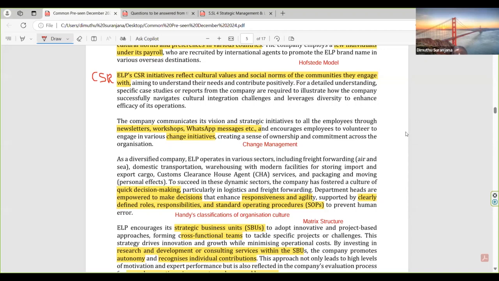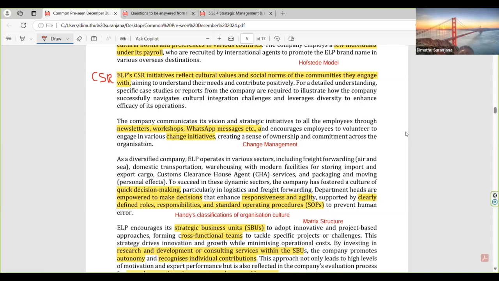Right. The company communicates its vision and strategic initiatives to all the employees through newsletters, workshops, WhatsApp messages, etc., and encourages employees to volunteer to engage in various change initiatives, creating a sense of ownership and commitment across the organization. That means they communicate the vision properly. So change initiatives means there may be a scenario where some changes are introduced. So therefore, there's a possibility to test change management. When we talk about change management, especially the Lewin three-stage model, the change curve, and the Kotter model, maybe different ones.